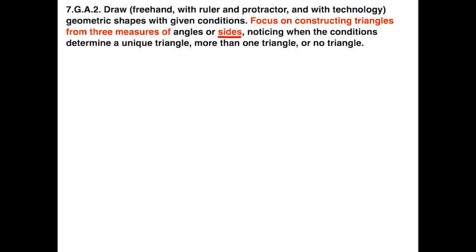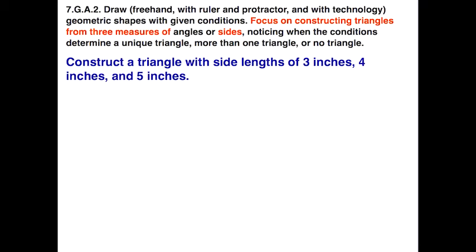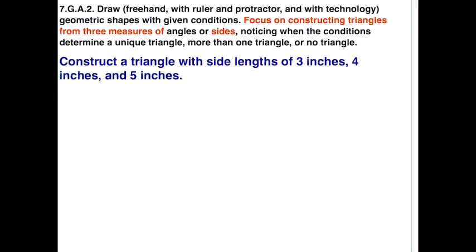So far we focused on constructing triangles using three measures of angles, but now let's switch our attention to constructing triangles based on measures of the sides. Let's say this is our task. We need to construct a triangle with side lengths of 3 inches, 4 inches, and 5 inches.